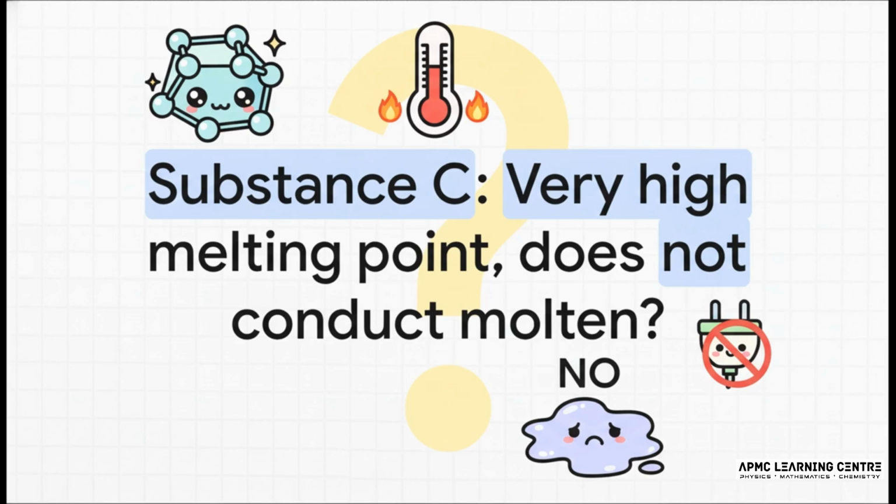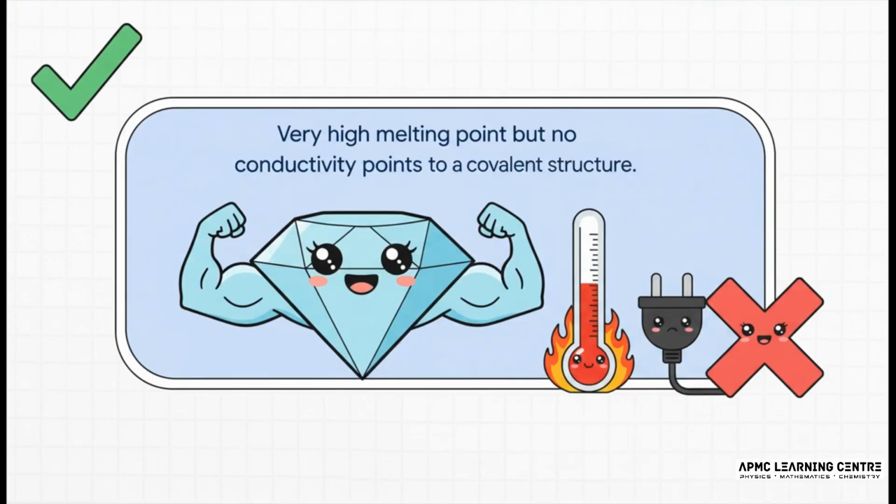Now for a bit of a trickier one. Substance C has a very high melting point, but it does not conduct electricity at all, not even when you melt it. So we know it's not metallic, and we know it's not ionic. What does that leave us with? You got it, a giant covalent structure. That super high melting point tells you there are strong bonds throughout the whole structure, but the total lack of conductivity rules out both metallic and ionic bonding. Think of something super tough like diamond or silicon dioxide.